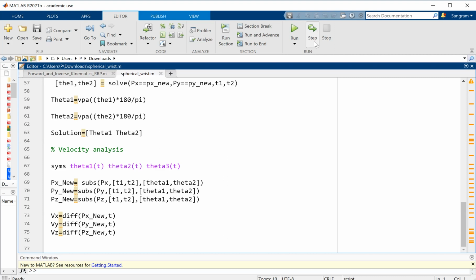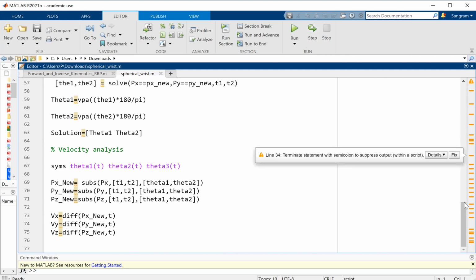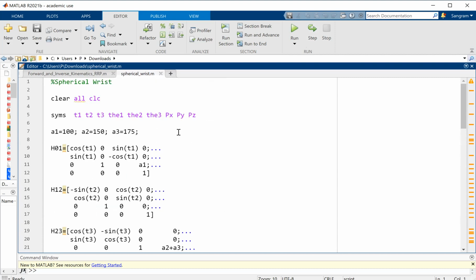Now, let me take this problem and phrase it differently. Imagine in this particular case, my A1, A2, and A3, those three link lengths, are 0. And this is an important problem. If I say my A1 is 0, my A2 is 0, and my A3 is 0, this is actually a true spherical wrist. Everyone agrees?